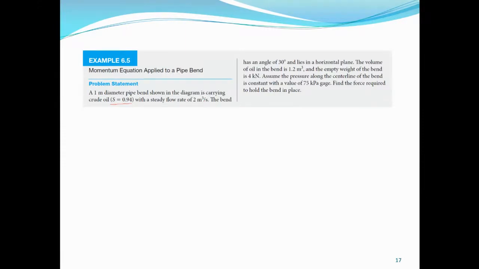And with a steady flow rate of 2 meters cubed per second. The bend has an angle of 30 degrees and lies in a horizontal plane. The volume of oil in the bend is 1.2 cubic meters, and the empty weight of the bend is 4 kilonewtons, meaning excluding the weight of the oil inside. But we can always find the weight of the oil inside using the volume times gamma. Assume the pressure along the center line of the bend is constant with a value of 75 kilopascal gauge. Find the force required to hold the bend in place.